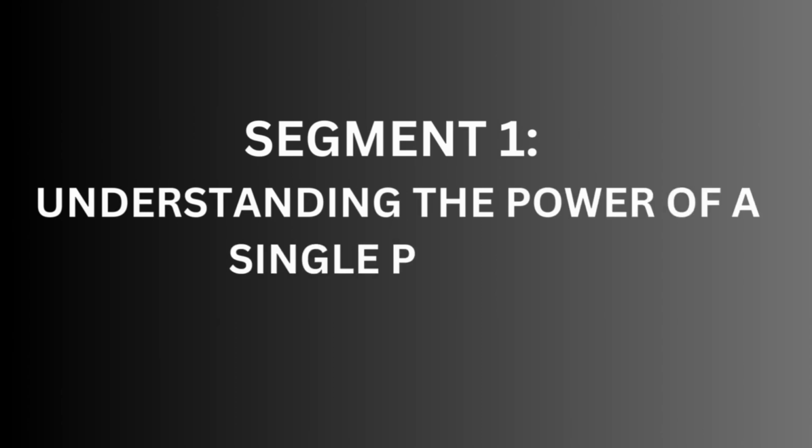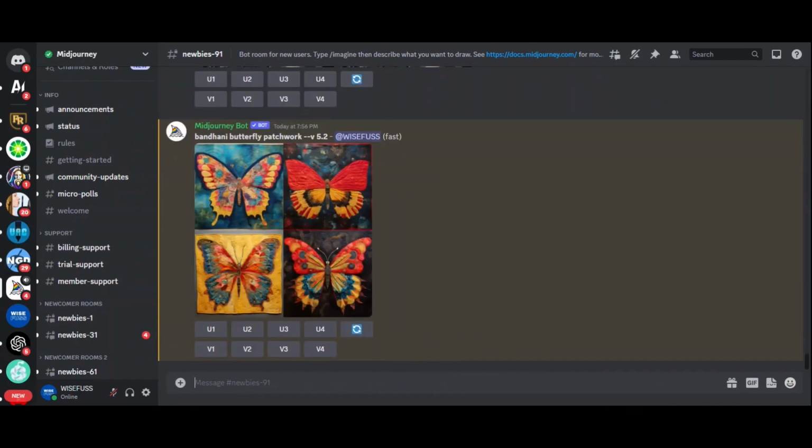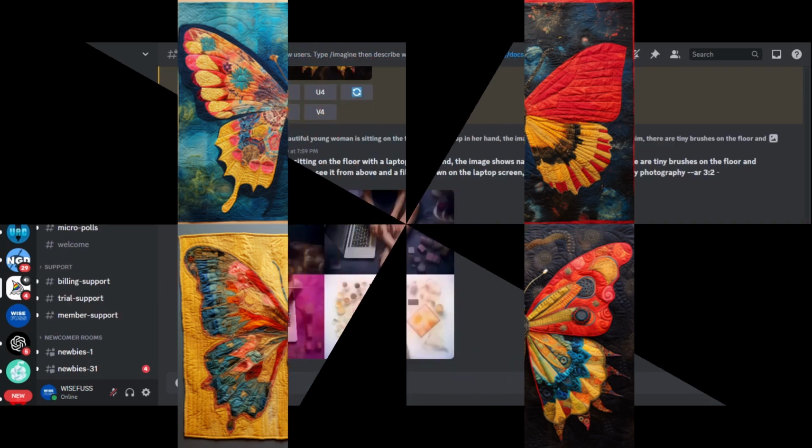Segment 1. Understanding the power of a single prompt. To kick things off, let's talk about the magic of a single prompt. With Midjourney, your prompt is like a key that unlocks endless creative possibilities. One prompt can lead to a multitude of outcomes depending on how you tweak it. So let's take a closer look.